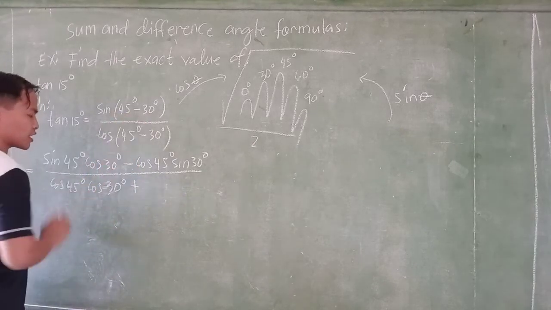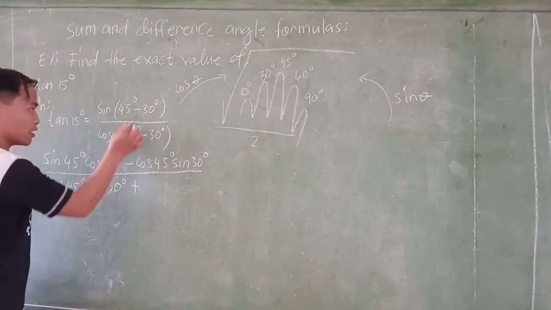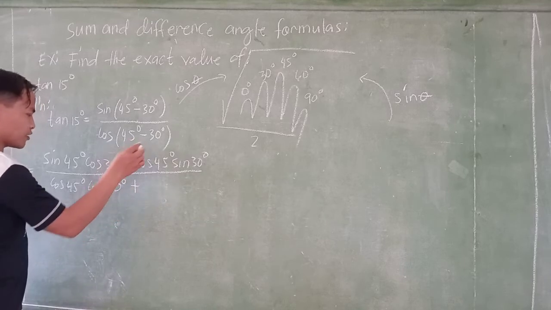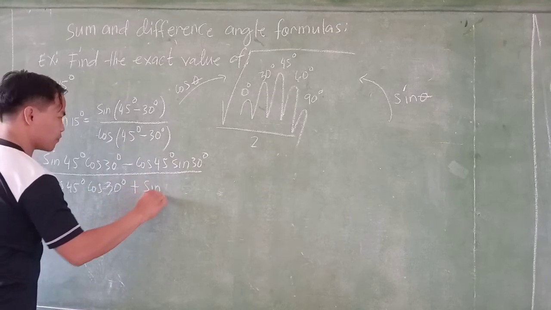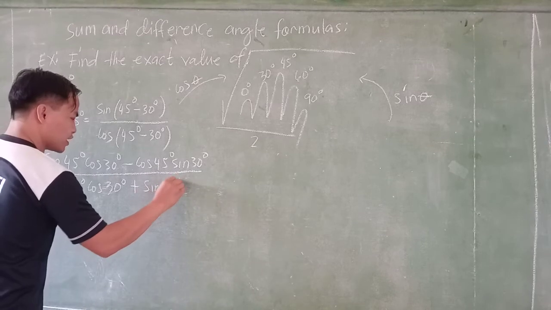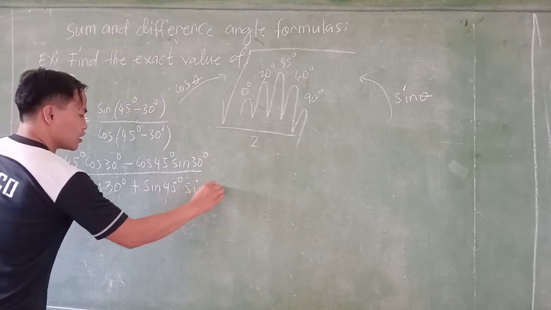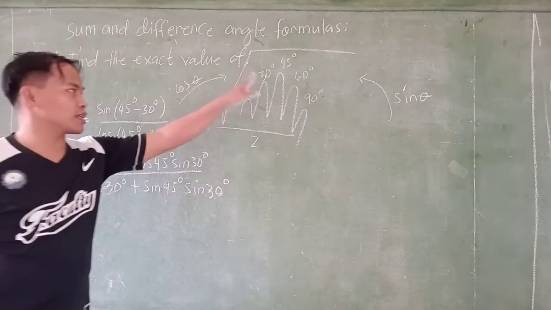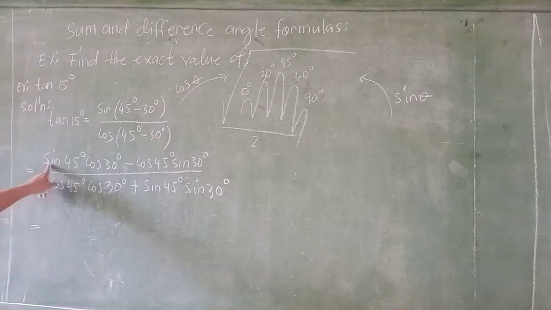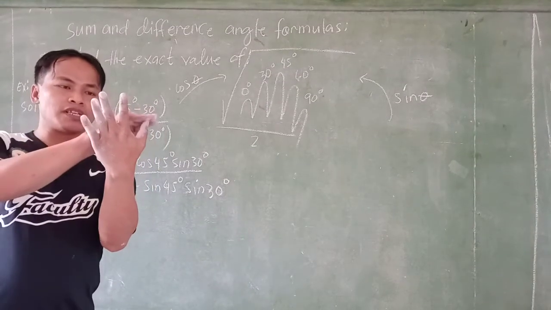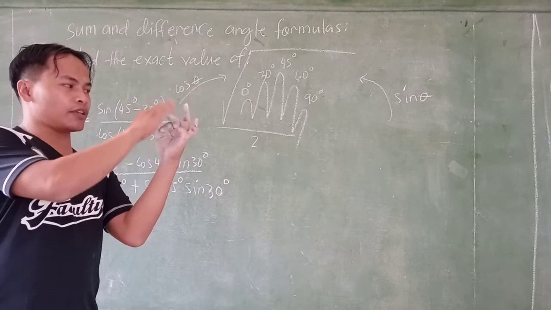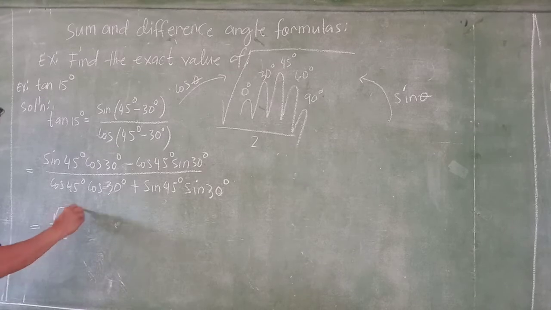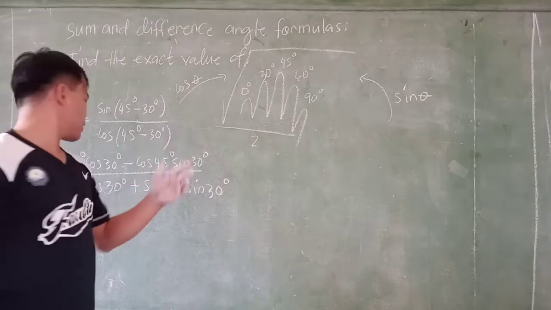the sign in the middle follows the operation, so it becomes plus, sine of 45 degrees sine of 30 degrees. Okay? So, by using our fingers, 0, 30, 45, 60, 90, sine of 45, we have square root of 2 over 2. Square root of 2 over 2 times cos of 30.